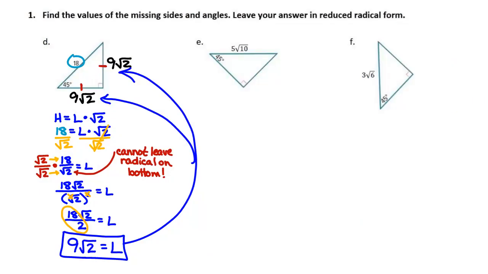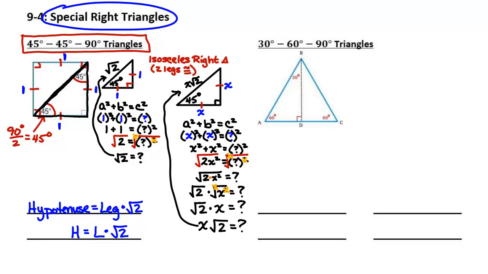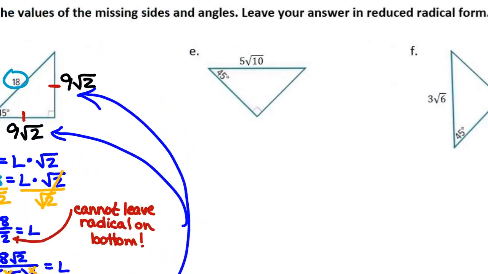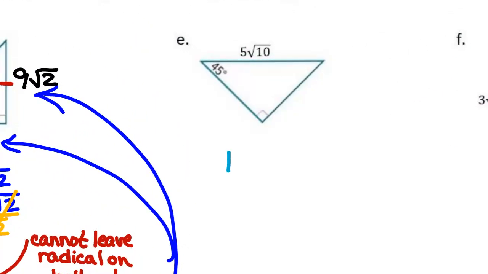All right. So just as a reminder, our rules for 45, 45, 90 triangles, we just have one rule here. The hypotenuse is equal to the leg times the square root of 2. So that's what we're going to use to solve these problems. So part E, hypotenuse is equal to the leg times the square root of 2.